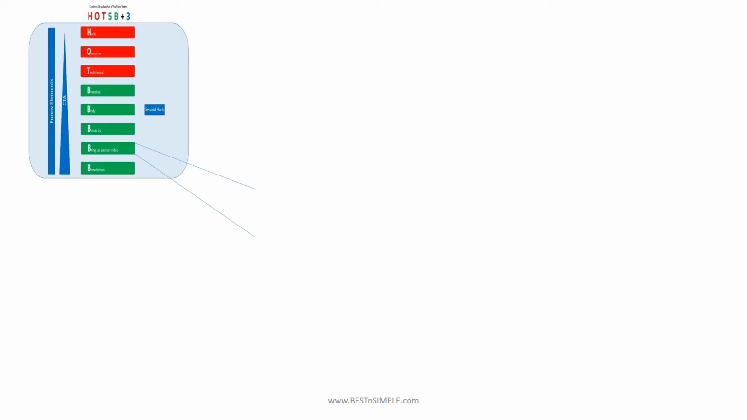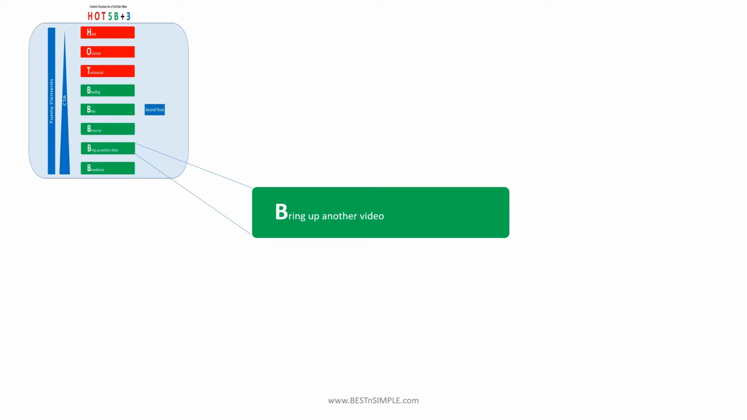Next part is to bring up another video of your channel on the screen. But I have 2 tips to do that. 1, make sure you bring up your video on the screen while you're still delivering your main content. You don't want to signal your audience that your video is about to end. Otherwise, they are going to click off your video. And 2, make sure your suggested video is somehow related to your playing video.